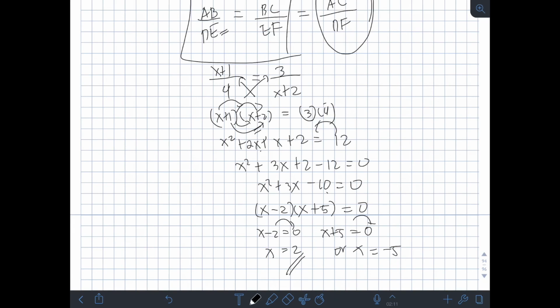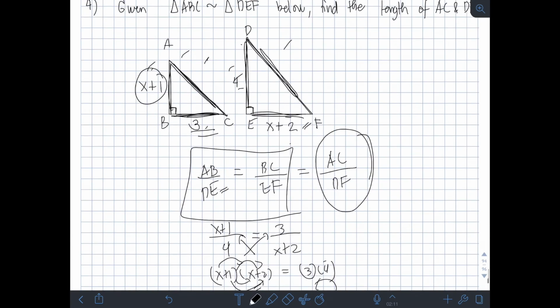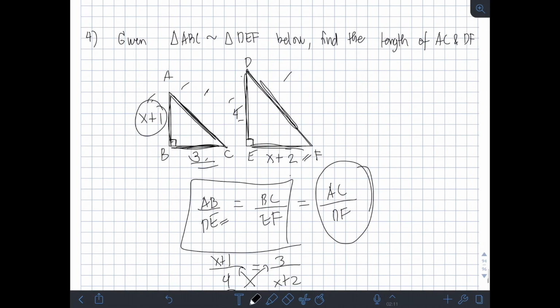So, tatanggapin lang natin yung positive value ng x para hindi mag-negative yung value natin ng length, right? So, therefore, makukuha natin yung actual length nitong AB, which is x plus 1, right? Knowing that x is 2. So, 2 plus 1, 3. Okay? Then, dito rin makukuha natin yung actual value ni EF knowing that x is 2. So, 2 plus 2 is 4. So, parang meron tayong isosceles right triangle.